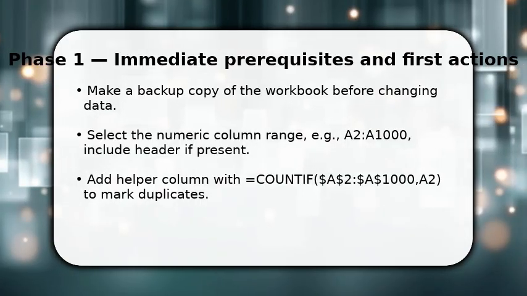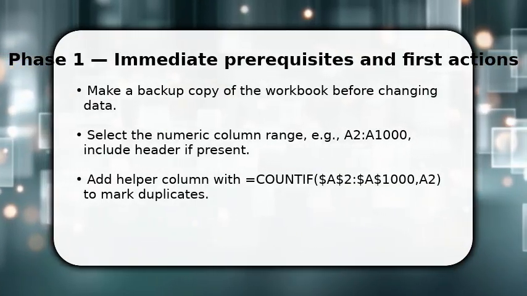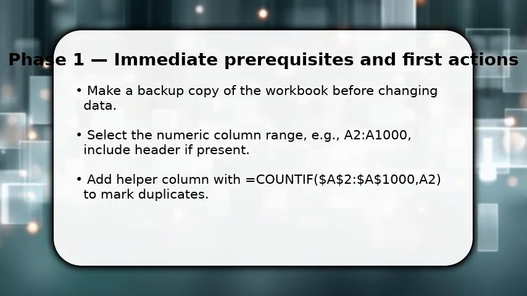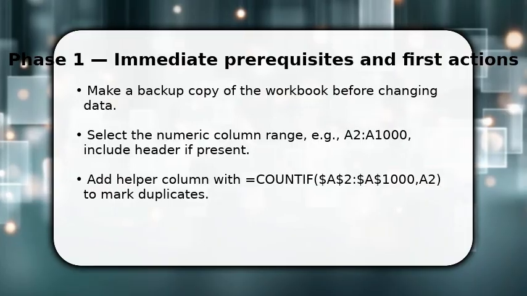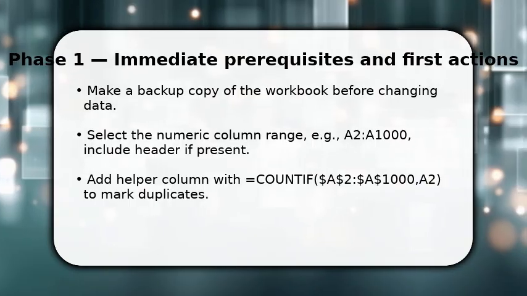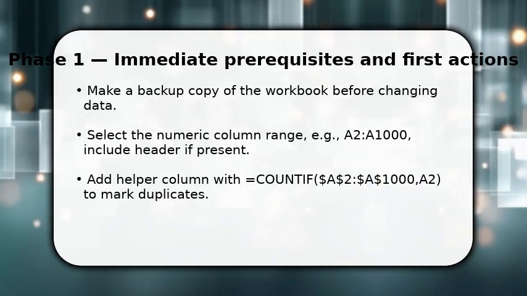You start by protecting your data, make a quick backup, and then select the numeric column you want to clean. Once selected, insert a helper column to the right and enter =COUNTIF($A$2:$A$1000, A2) in the top cell, then fill down. This formula returns counts, so any result greater than 1 flags a duplicate.